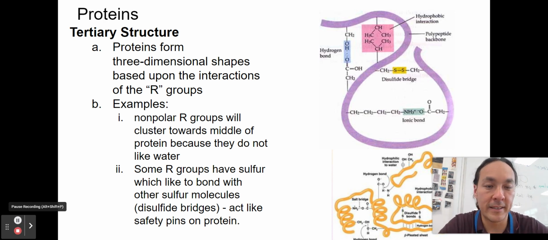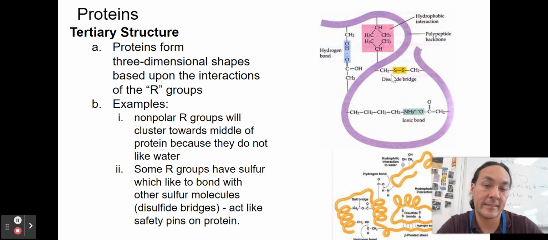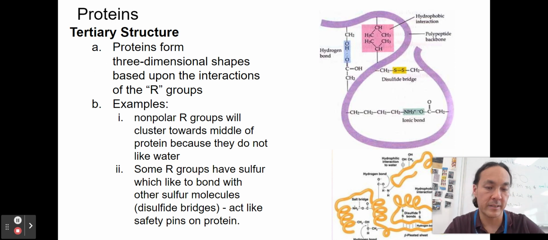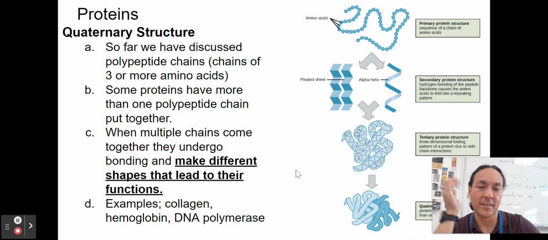So the R groups, they will start interacting with each other. Some of them that are polar will go towards the outside of the protein, right? Because they like water. The non-polar R groups will go towards the inside. That gives a protein its shape. And in quaternary structures, just if you put together multiple proteins.